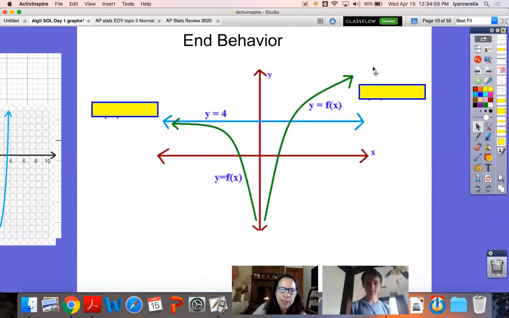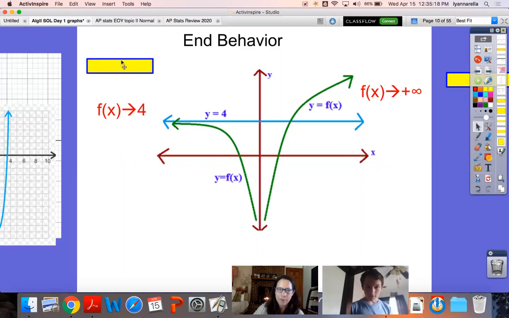What's happening on the right side of the graph as x goes to positive infinity? Where's y going? It's increasing. Okay, so what would you call that, positive or negative? Positive infinity. Now, what's happening on the left side of the graph as x goes to negative infinity, how's y doing? It's leveling off. It's leveling off at what y value? That's the key. 4. 4. Very good. Okay, so that's end behavior.